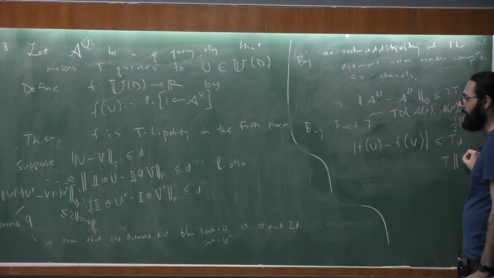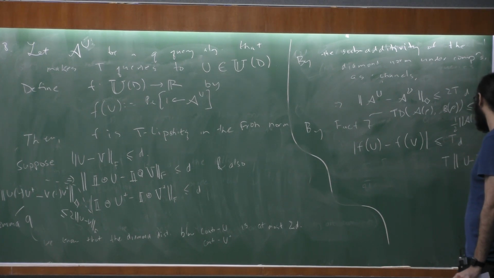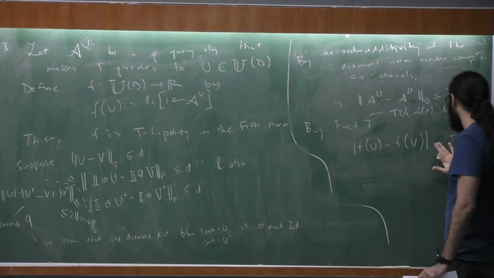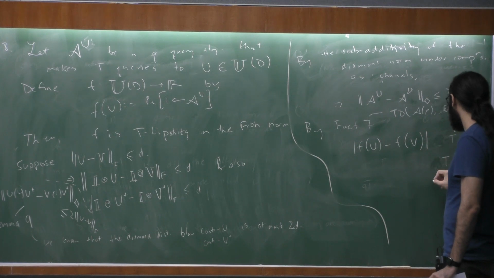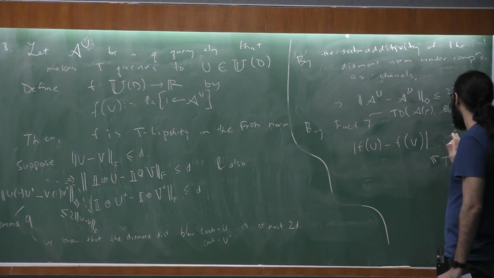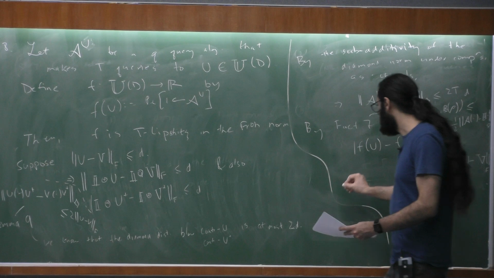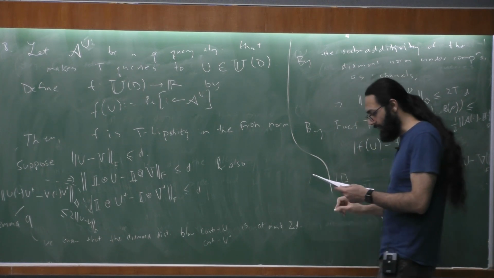Where is it? U minus V, Frobenius. I mean, this is actually equal, but whatever. So that was the condition, right? It's not quite equal actually. Maybe I should just write the final expression. That's the Lipschitz condition, right? Okay, so that completes this proof.